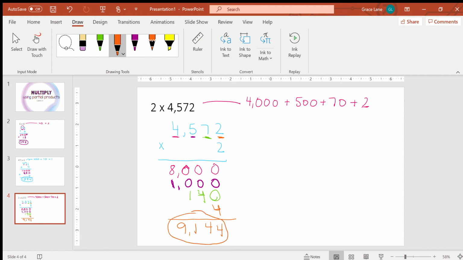9,144. So this is really, besides relying on place value, also assuming that your student knows all of their math facts. If your child does not know, for example, 4 times 2 is 8, they're not going to know that 4,000 times 2 is 8,000.